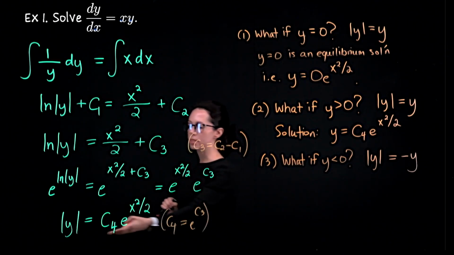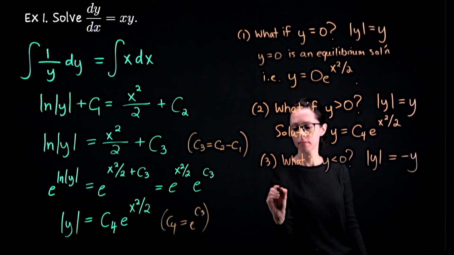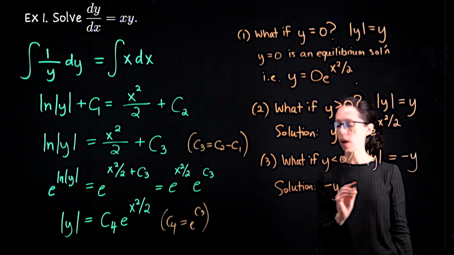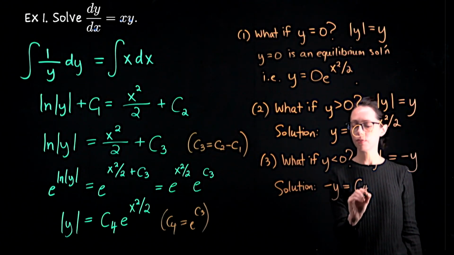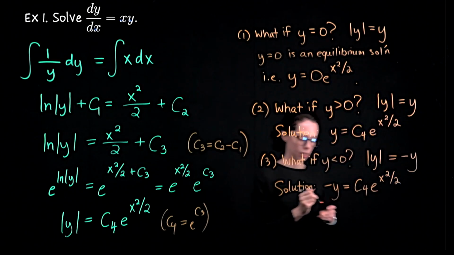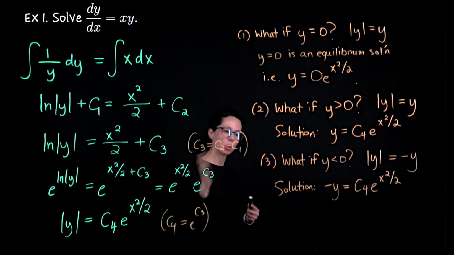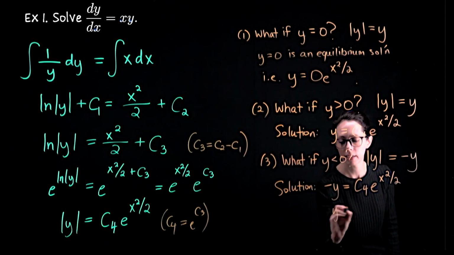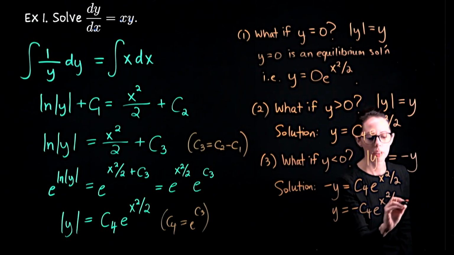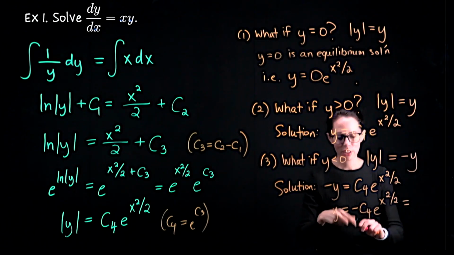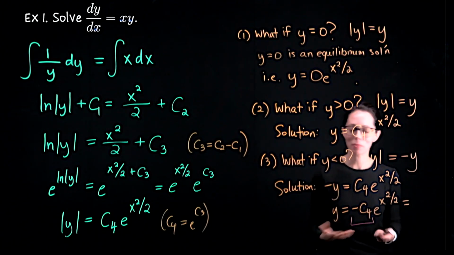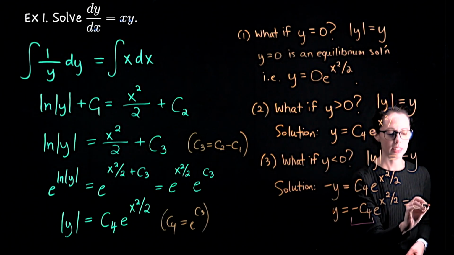So now if I come to this left-hand side and replace it with -y, we would say -y equals this constant C4 e to the x squared over 2. So now if I want to solve for y, I'm just going to multiply both sides by -1 to get y equals -C4 e to the x squared over 2, which if you want to, you could take this -C4 and replace that with a new constant, because that's just another number, C5 e to the x squared over 2.